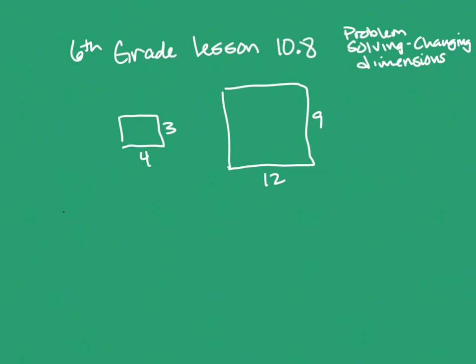Sixth grade lesson 10.8 is problem solving, changing dimensions. Dimensions meaning the measurements of the sides or the lengths of the sides. So you're going to be looking at things that are one size and they either increase to a larger size or you're going to have something that starts at a larger size and decreases to a smaller size.